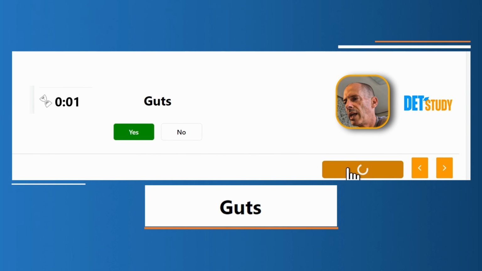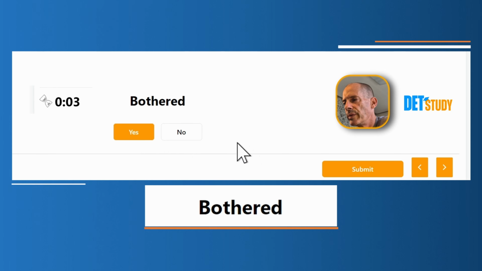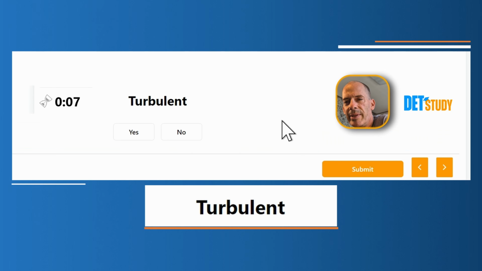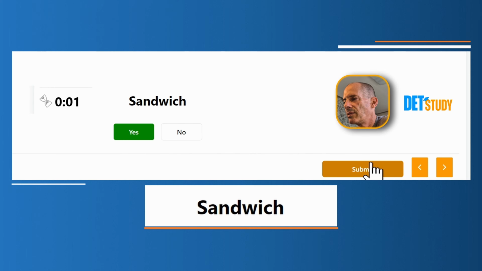Guts. Yes. Do you have guts? Do you have strength? Gensive. Not a word. Bothered. What bothers you? Are you bothered? Yes, I am bothered. Often. Turbulent. Turbulent is a word. Receptive. Are you receptive? Are you open-minded? Yes, I am. Sandwich. Oh, make a man happy and give him a sandwich. Yes.